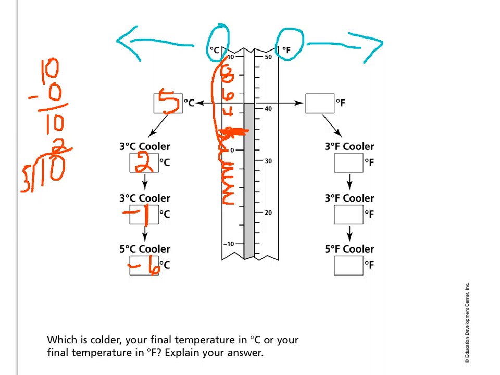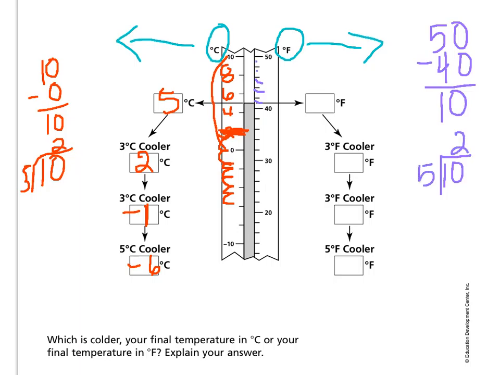Now let's work on the Fahrenheit side. I know that it's in between 40 and 50, but I need to know how much each tick mark represents. So the difference between 40 and 50 is 50 minus 40 equals 10. Then I'm going to take 10 and divide it by how many spaces there are between 40 and 50. And I can see there's 1, 2, 3, 4, 5. 10 divided by 5 is 2. So I know that each tick mark is going to be worth 2.